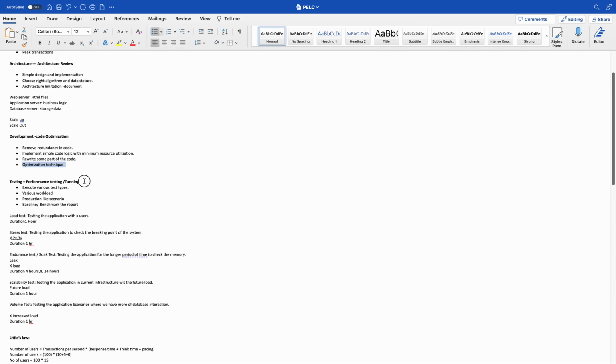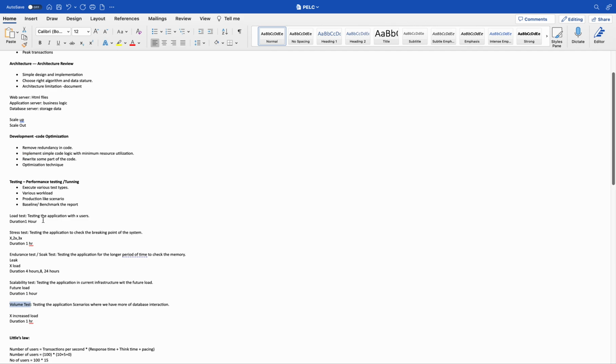Next one is testing proficiency, performance testing, and tuning. So execute the various test types. There are different tests we are doing as a performance tester. For example, load test, stress test, endurance test, scalability test, volume test. That all comes under executing the various tests.